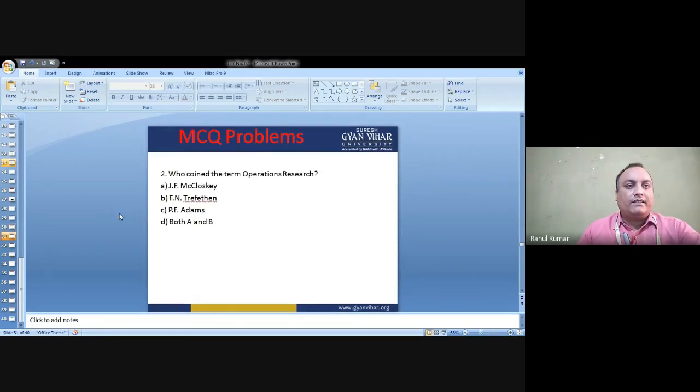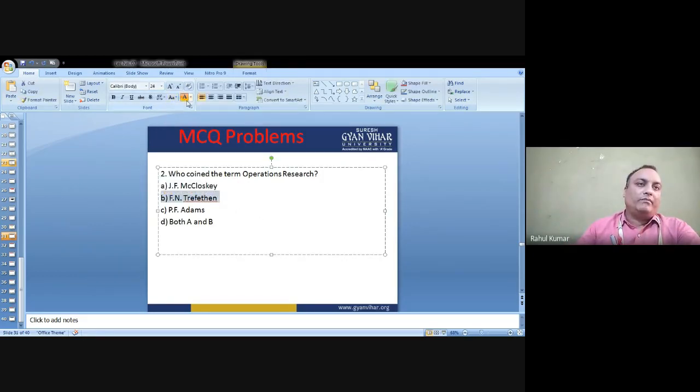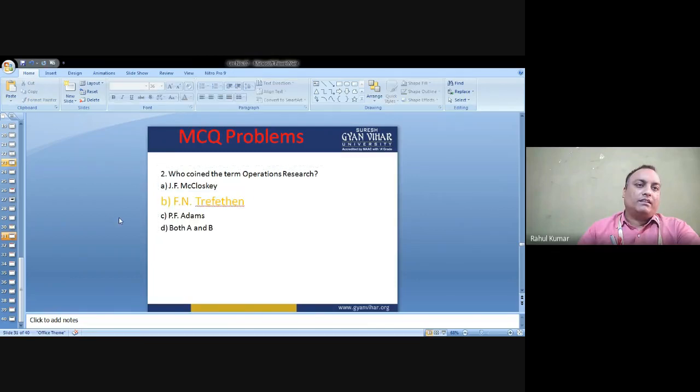And in the second MCQ problem, in terms of operations research: G.F. McCloskey, F.N. F15, P.F. Adams, both A and B. The correct answer for this question is B. B is the correct answer, right? F.N. F10 is the correct answer. Then move to the next question.